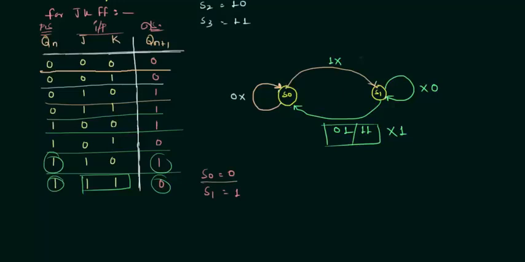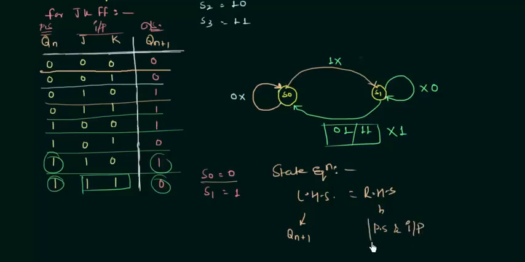Now the last part is the state equation. So state equation is nothing but an equation in which the left hand side, the LHS, is the next state, that is Qn plus 1, and RHS is the combination of the present state and the input, and this combination of present state and input will make the next state Qn plus 1. So this is a simple definition of a state equation.